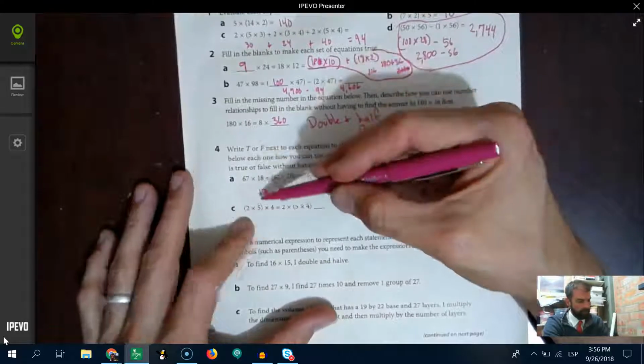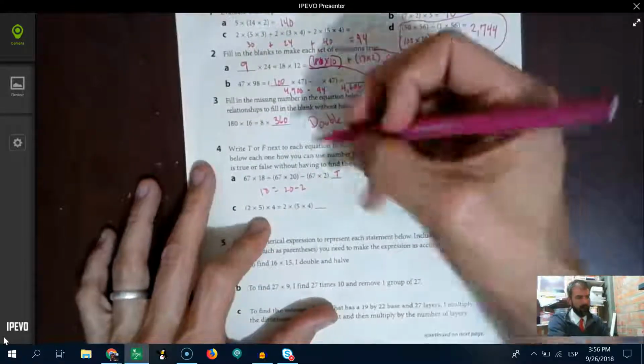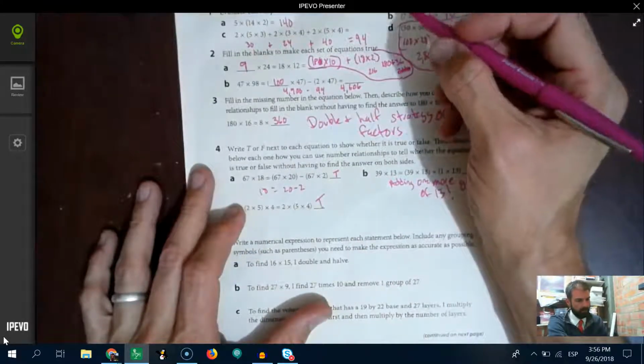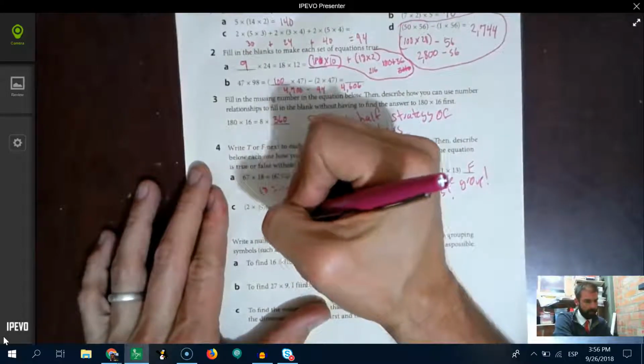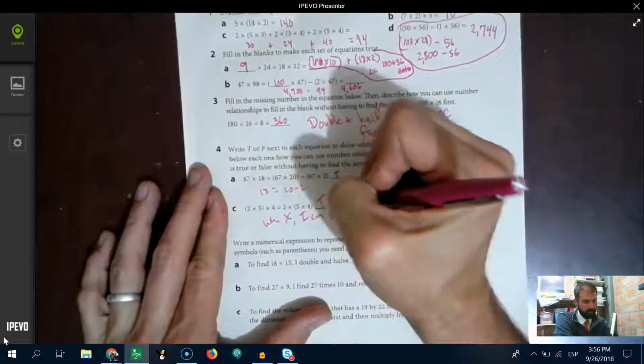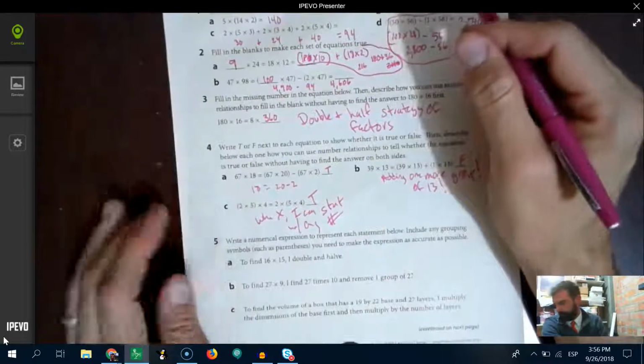Okay, and here, 2 times 5 times 2 times 5 times 4 equals 2 times 5 times... Okay, this is just like we did, the associative property. So now when multiplying, I can start with any number.